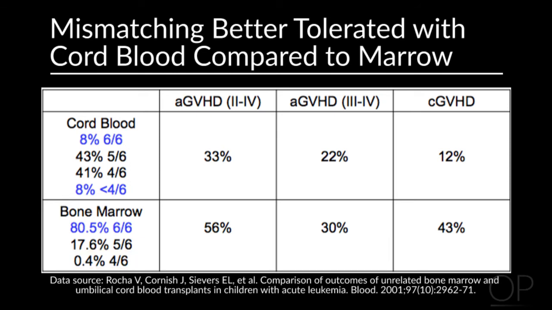Despite the differences and the seemingly better matching in the bone marrow group, we see the incidence of acute graft-versus-host disease is lower across the board in the cord blood, even though less well matched. But in this population, the statistical significance comes in with the chronic graft-versus-host disease patients, where despite inferior matching in the cord blood, you have a 12% risk of chronic graft-versus-host disease compared to 43% in bone marrow.